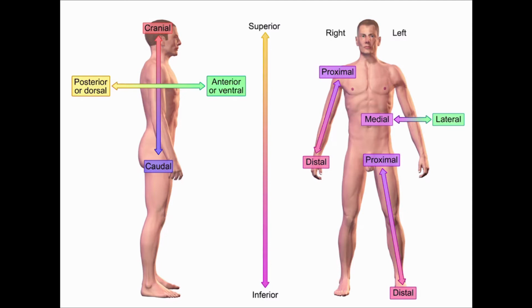Whenever we're talking about medial, we mean towards the midline, near the median plane. And if we talk about lateral, we mean further away from that median plane. Proximal means nearer to the trunk. And distal means further away from the trunk or the body. Superficial means on the skin surface, and deep means farther away from the surface.